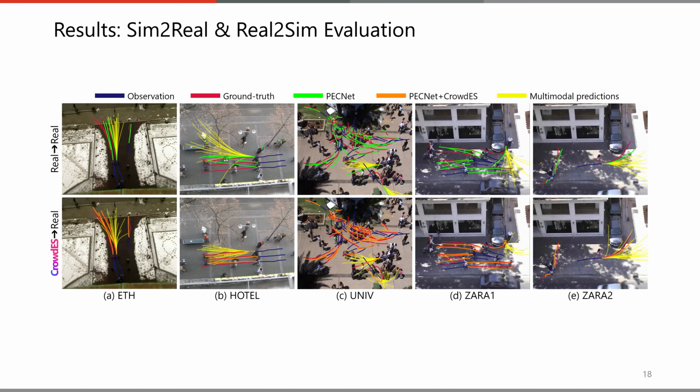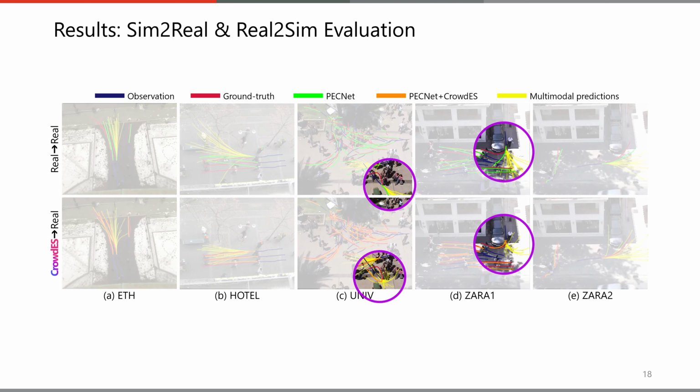Lastly, we check the sim-to-real capabilities by training an off-the-shelf trajectory predictor model using synthetic data generated by our framework, and then evaluating on real-world data. Compared to the model on the top row, trained on real data, the model in the bottom, trained with synthetic data, could cover much more diverse motions, shown in yellow lines, and also accurately predict features such as turning back in the university scene and sharp turning in the Zara scene.